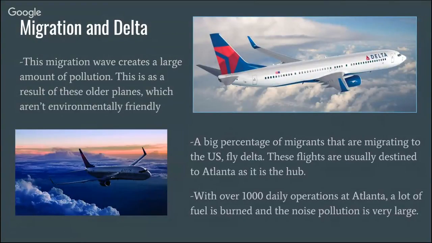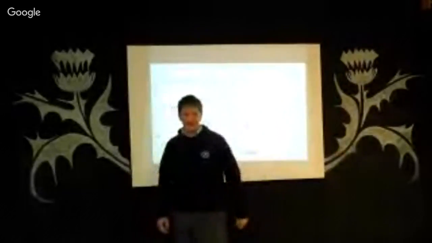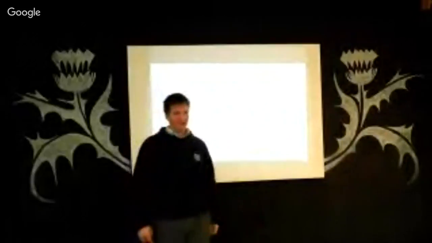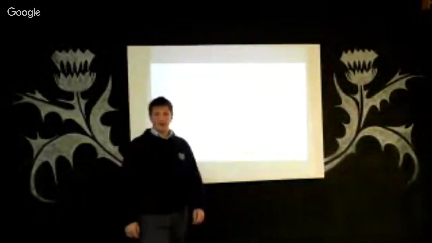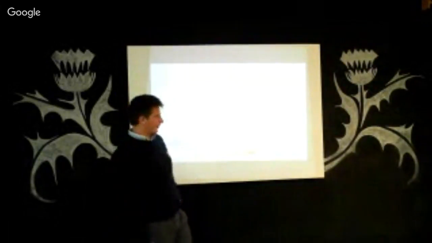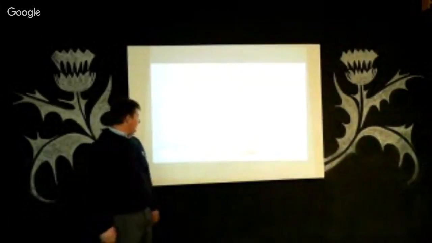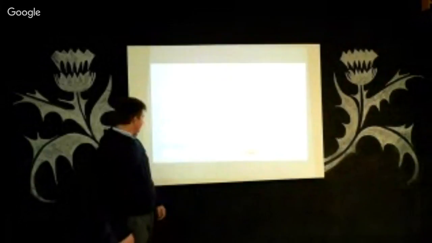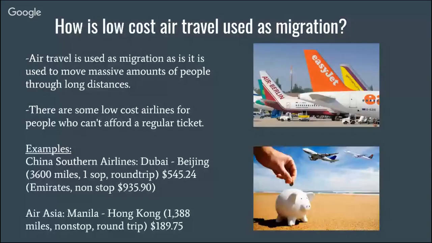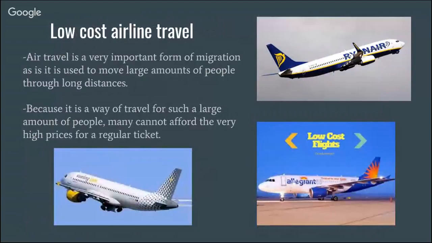How is low-cost air travel used as migration? Air travel is used for migration as it has a great capacity to move massive numbers of people over long distances, and as it is low cost, people who can't afford great prices can still travel. Some examples are China Southern Airlines Dubai to Beijing, 3,600 miles, one stop round trip for $545, and AirAsia Manila to Hong Kong, 1,400 kilometers, non-stop round trip for $200. Some migrants don't have much money, so low-cost flights let them move long distances without paying so much.